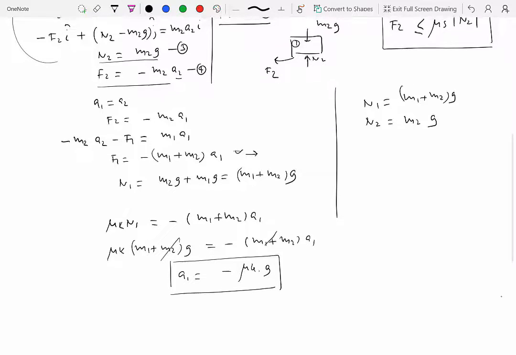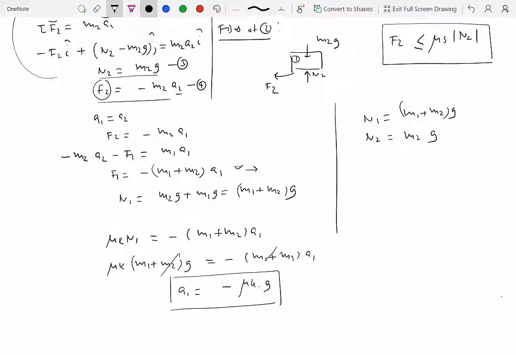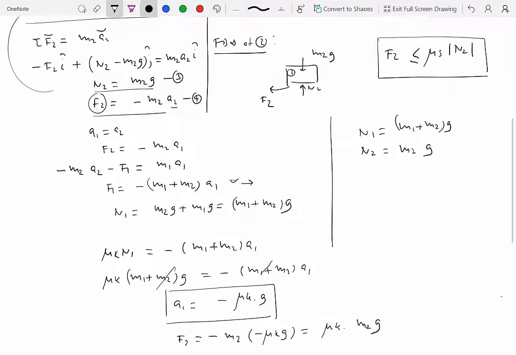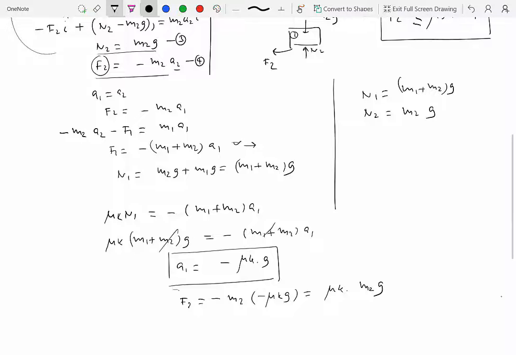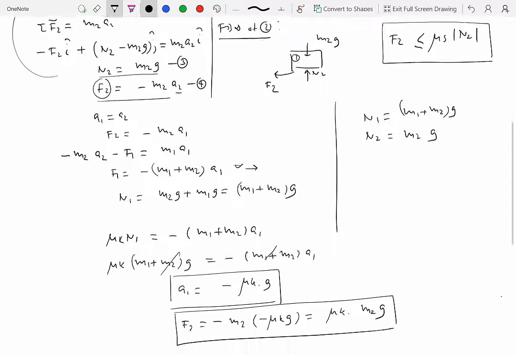Okay, so we get the acceleration. Now the only thing we have to find out is F2. So F2 is equal to minus M2 times acceleration of 2. Acceleration of 2 is the same as acceleration A1. So that is minus mu K G, which gives us mu K times M2 G. All right. So actually at this point, we know everything, right? We know the acceleration, we know the forces of friction, we know all the normal reactions.